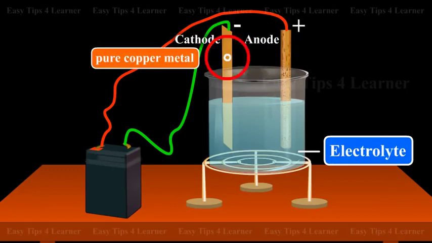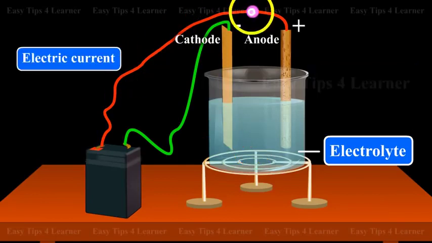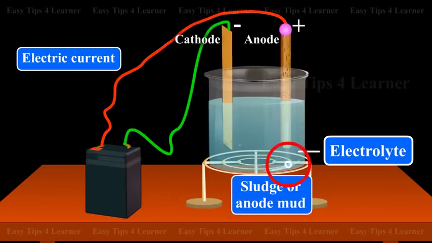A thin plate of pure copper metal acts as cathode. Copper sulfate solution acidified with sulfuric acid is taken as electrolyte. When electric current is passed through the electrolytic solution, pure copper gets deposited on the cathode. Impurities settle near the anode in the form of sludge called anode mud.